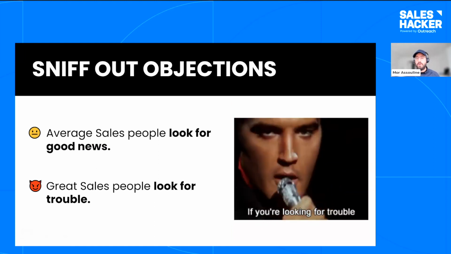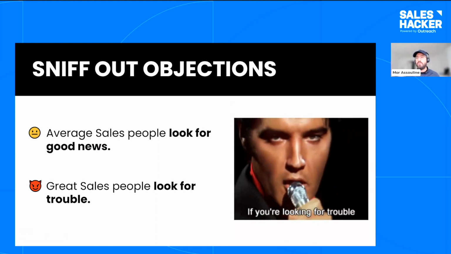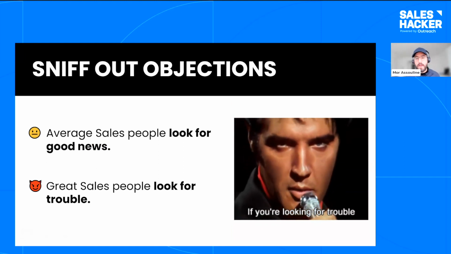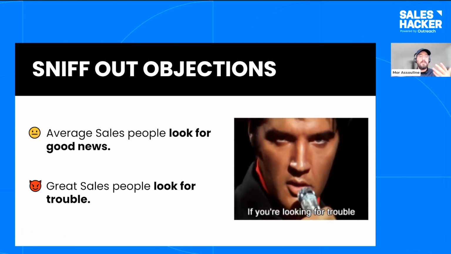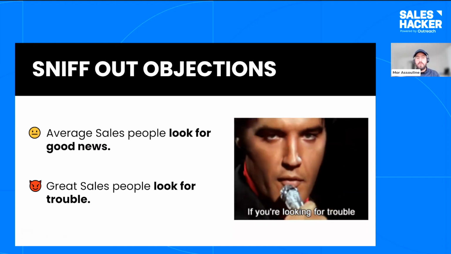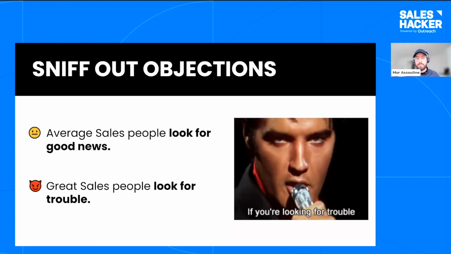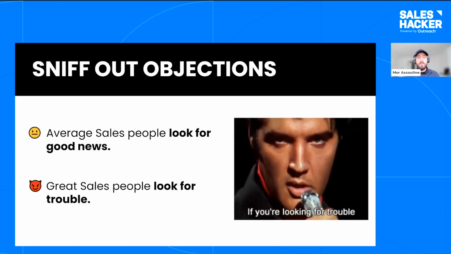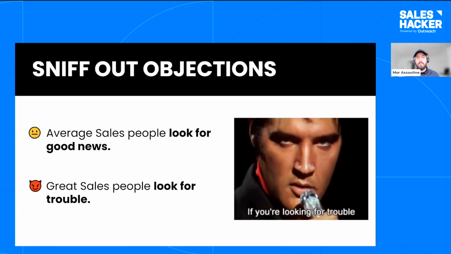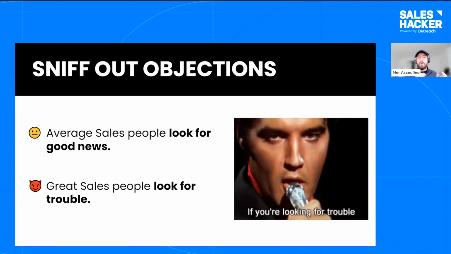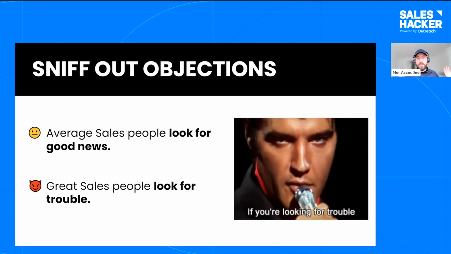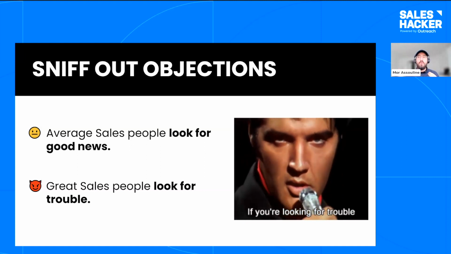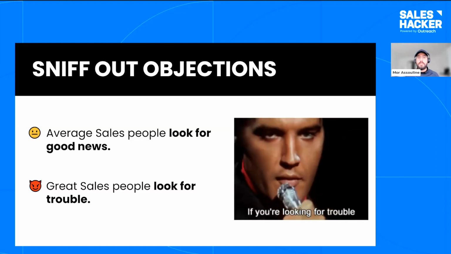Average salespeople look for good news. What I mean by that is when you're on demos and you're on discovery, you're looking for the prospect to say, oh yeah, that was great. Or you're looking for those positive signals. Great salespeople look for trouble. They look for problems. Great salespeople know that deals that are lost a lot of times are lost because internal conversations are happening when you're not in the room, behind closed doors with other stakeholders, and you're like, shit, what do I do now? And so what you want to do is bring those objections up front.